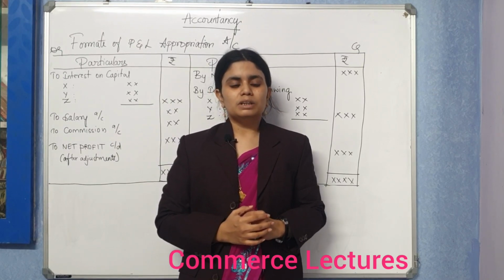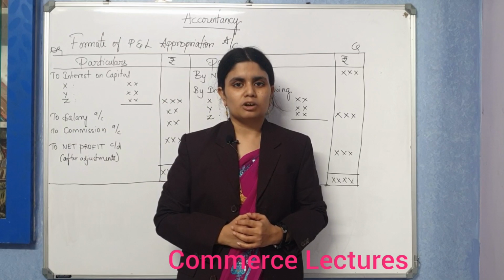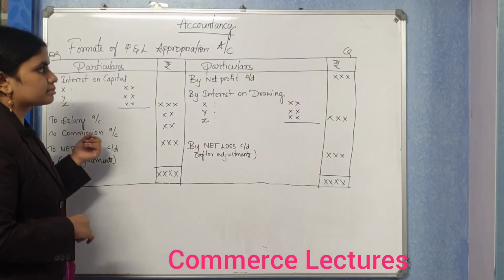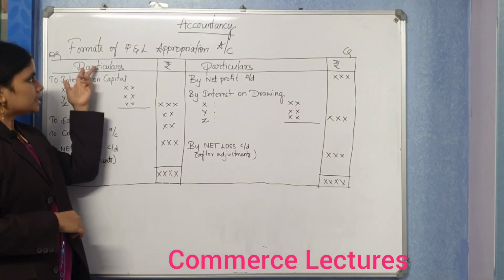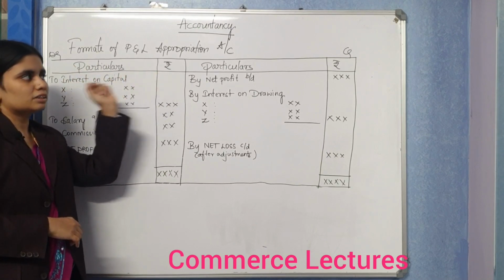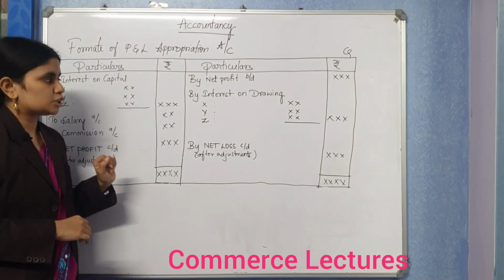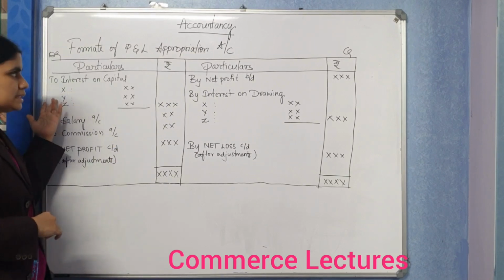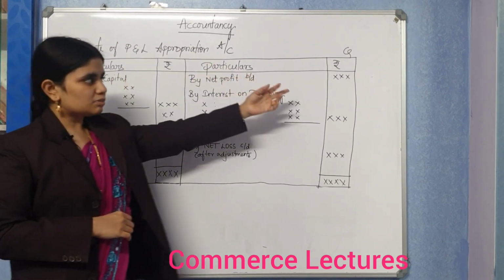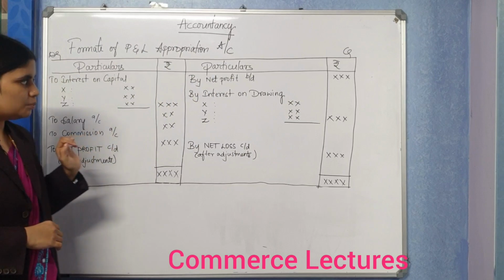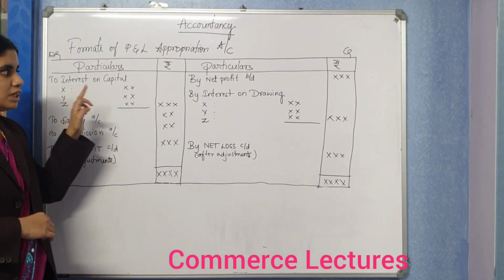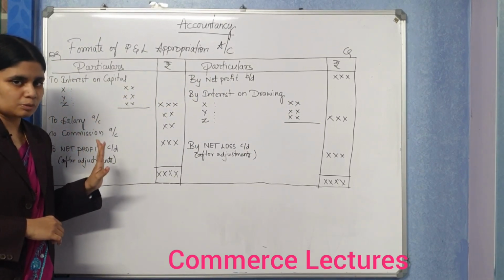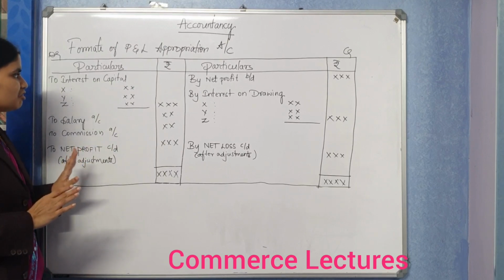Now let us see the format of preparing the profit and loss appropriation account. You have two columns, one is the debit side column and another one is the credit side column. Particulars, rupees; particulars, rupees. Two columns will be formed.